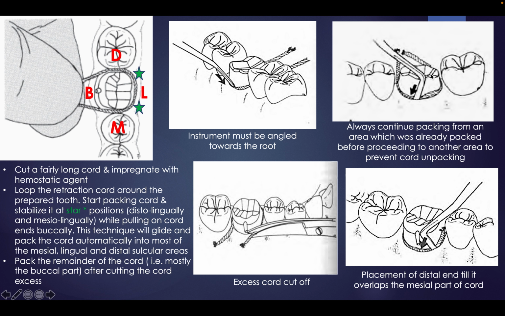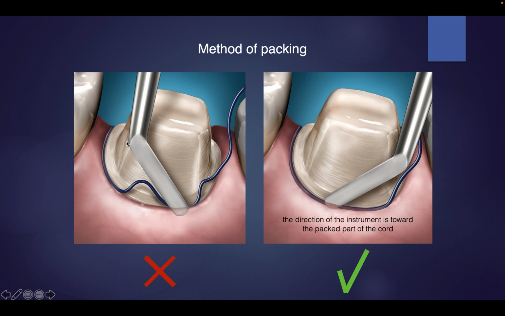Okay, and try to point it to an area which is already packed. Then you cut. This would be too long. Cut the excess, and you can then lie them on top of each other, or just get the two ends to meet. So the direction of the instrument is always toward the packed area, because if you do it in an area which is not packed and in the other direction, it will bounce off.